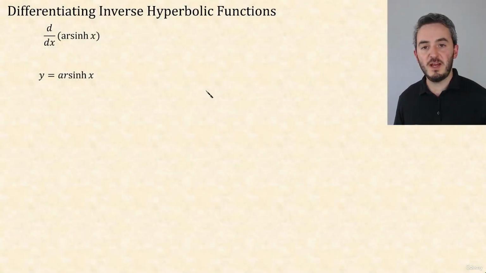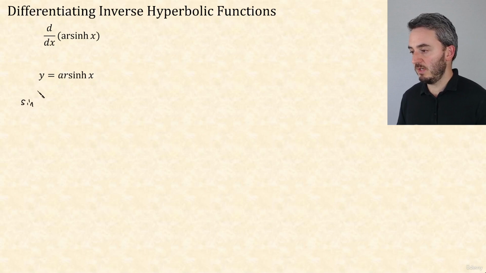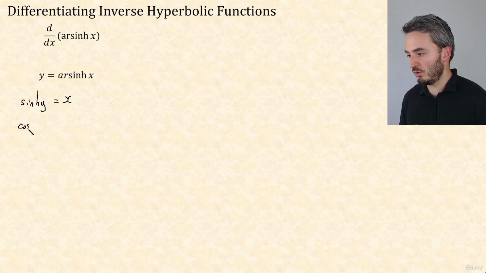In this video, we're going to look at differentiating the inverse hyperbolic functions. We're going to do this in basically the same way that we would derive the derivatives of the inverse trig functions, and that's to first rearrange this so that it says sinh y equals x, and then use implicit differentiation. So I need to be differentiating sinh y with respect to x, and that gives me cosh y dy by dx.